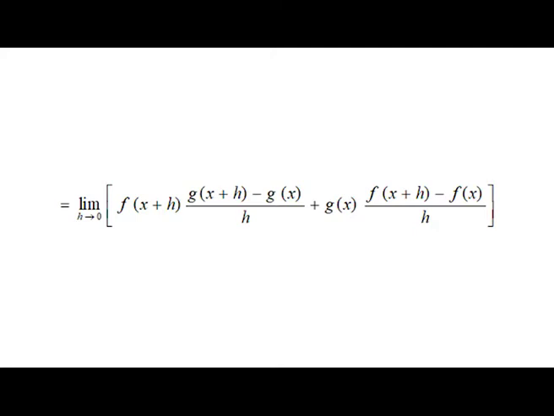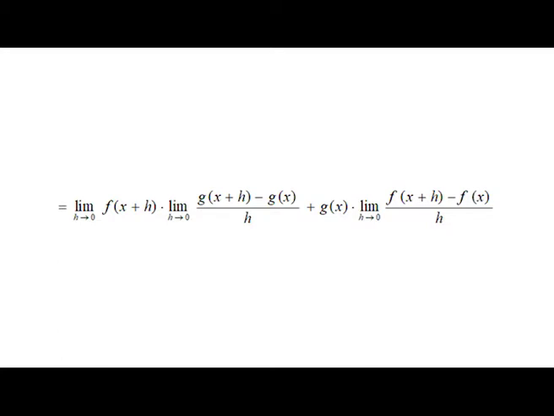limit of f(x+h) times [g(x+h) minus g(x)] upon h plus g(x) times [f(x+h) minus f(x)] upon h as h approaches 0, which is equal to limit of f(x+h) as h approaches 0 times limit of [g(x+h) minus g(x)] upon h as h approaches 0 plus g(x) times limit of [f(x+h) minus f(x)] upon h as h approaches 0.